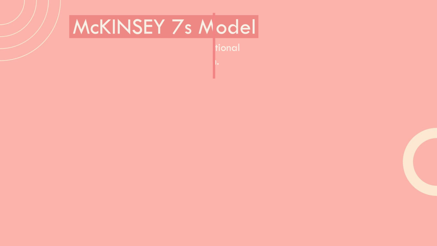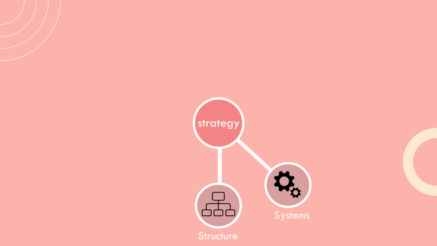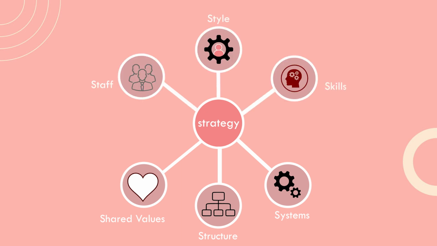The McKinsey 7S model of change management is a framework that links organizational change to organizational design. It helps change managers manage transitions by working with 7 interconnected elements known as the 7S. These 7 key elements include structure, strategy, systems, shared values, skills, style, and staff.